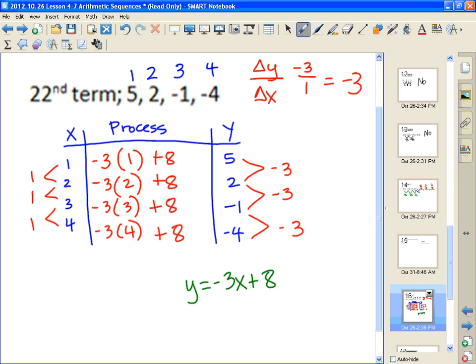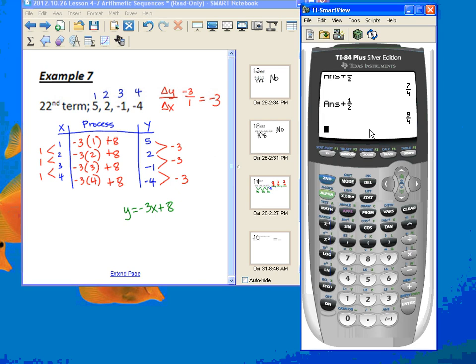Now, there's a couple things you can do. First thing would be to take the 22 and plug in for x and solve. That would be the easy way, or the way you know, I guess. But I think the easier way is to go to your y equals and type your function in. So the function is -3x plus 8. I type that in.